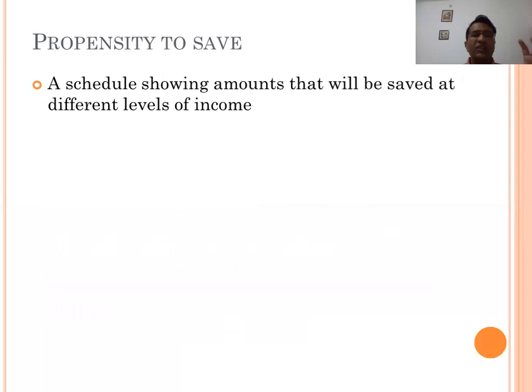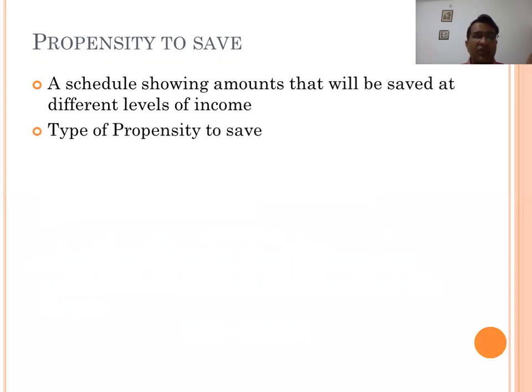Now, propensity to save. It is a schedule showing the amount that will be saved at different levels of income. Like consumption, because income has two parts, consumption or saving. Saving is the part of income which is not consumed. Y is equal to C plus S. So here the schedule shows the amount that will be saved at different levels of income. That is called a propensity to save. It is the trend of saving, how much people save.